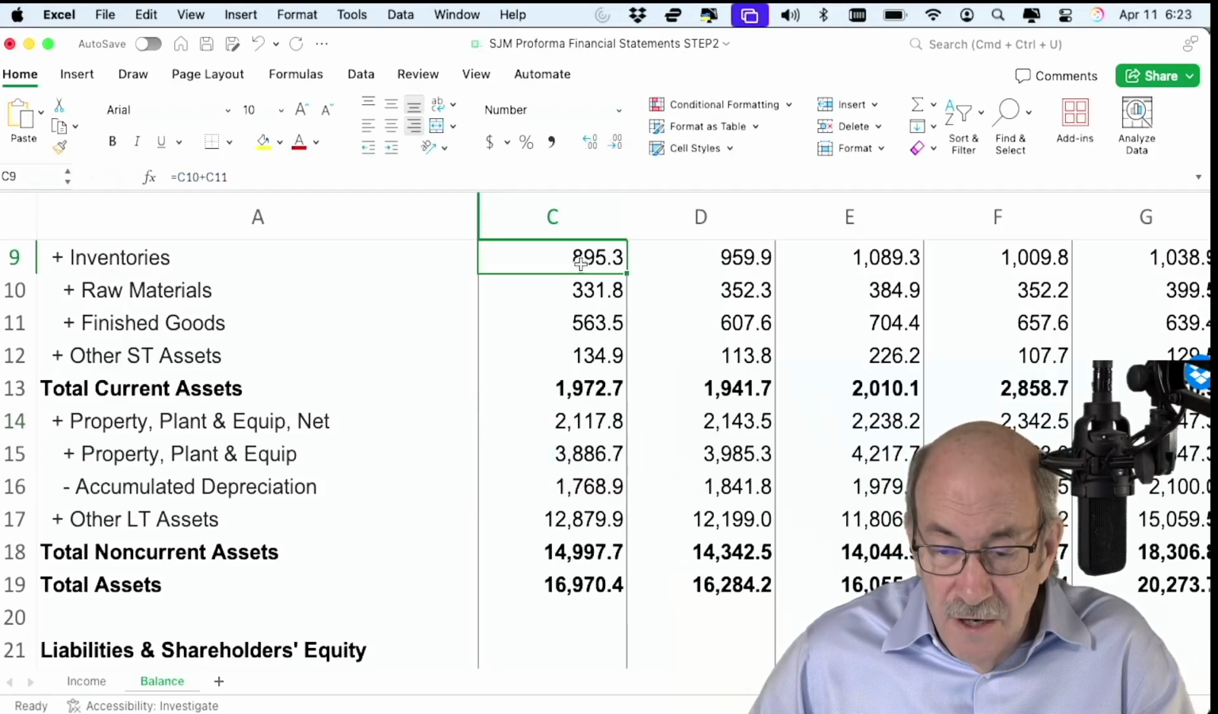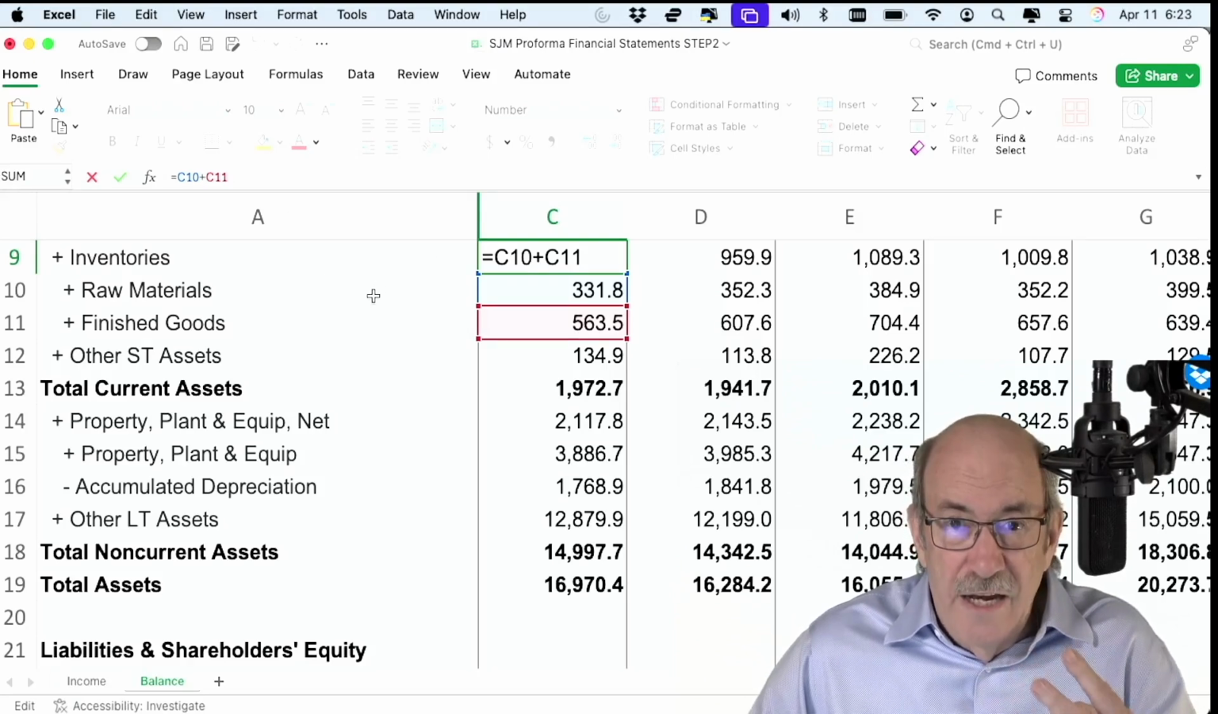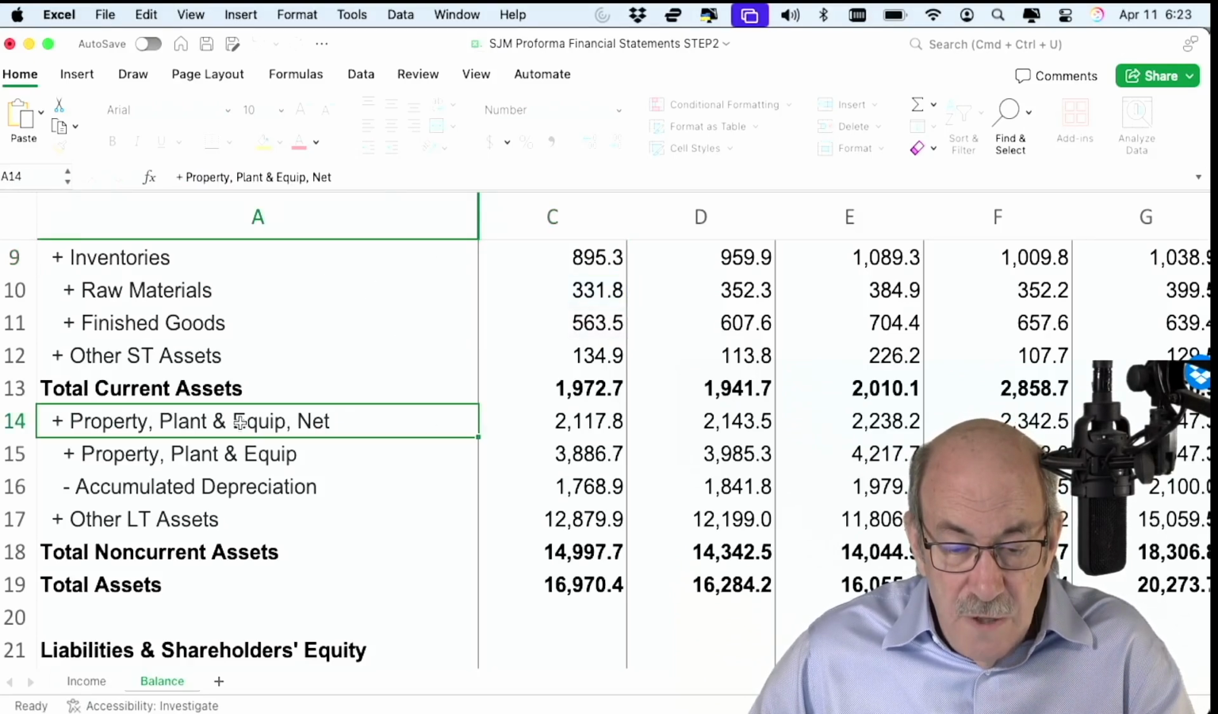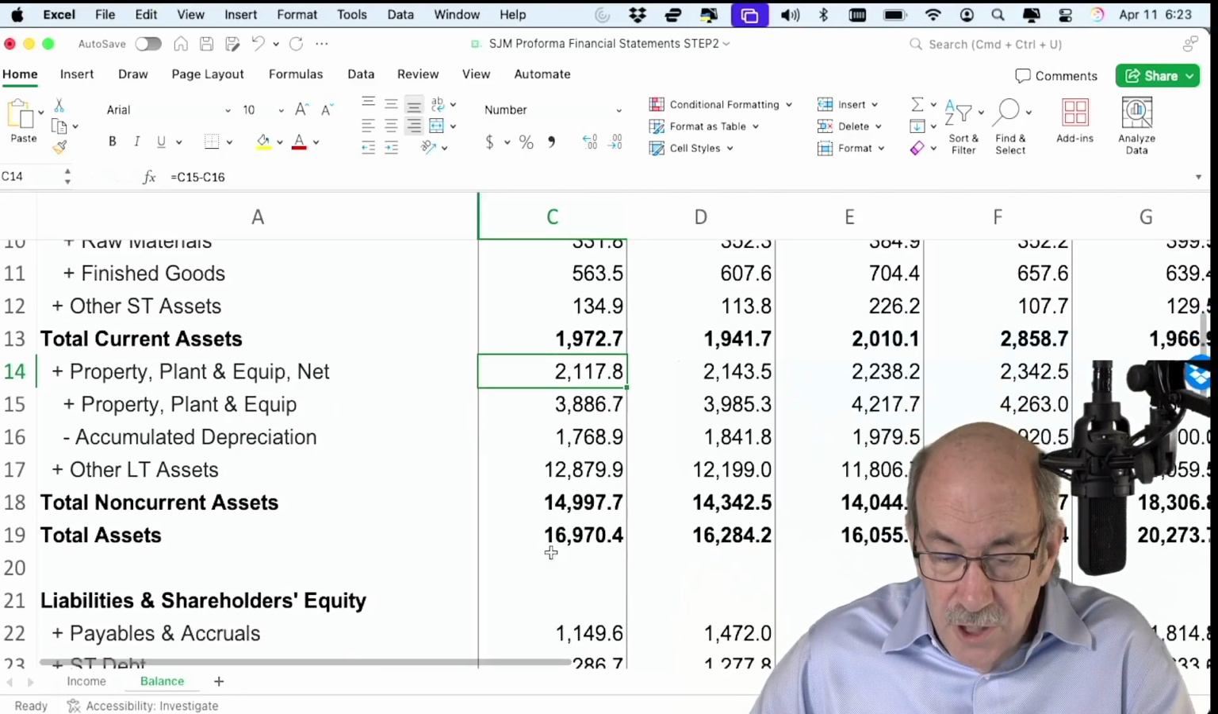Also notice that, for instance, the inventories account up here has these two sub-accounts, raw materials and finished goods, and you'll notice that that too is a subtotal. Now in this case, it's the two added together. In the case of PPE, it's the gross PPE minus accumulated depreciation. So make sure that that's all working out.